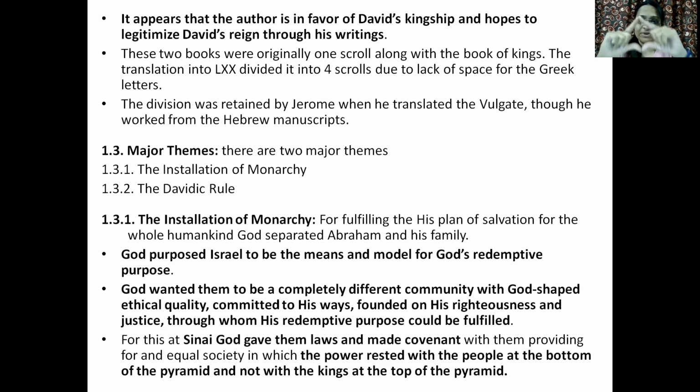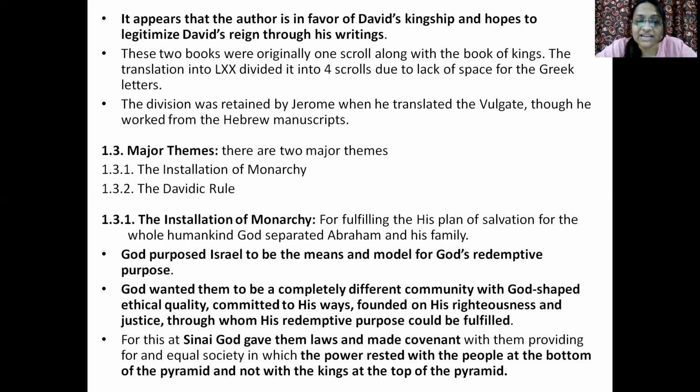Okay, if you see a pyramid like this, this is the king because he is ruling. This is the part of the king who is ruling, and this is the base. This is the base part. So this is the people, and this is the king. God never wanted this part to be heavy, but God wanted this part to be heavy.